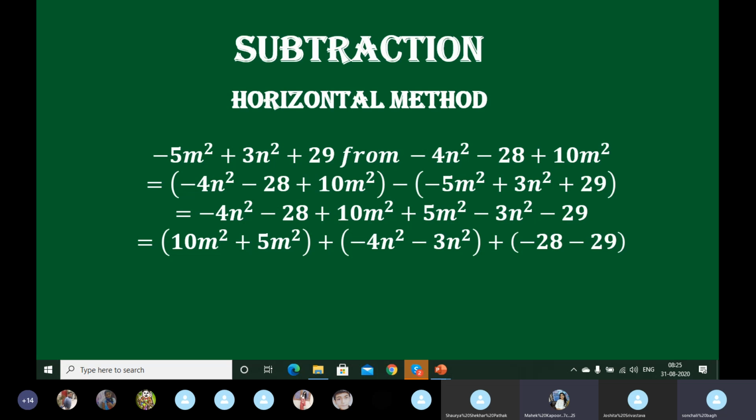Come on, 28 plus 29. It's just 28 plus 29. Signs are the same, that means addition will be there. Minus 57, ma'am. Have I written what you have told?